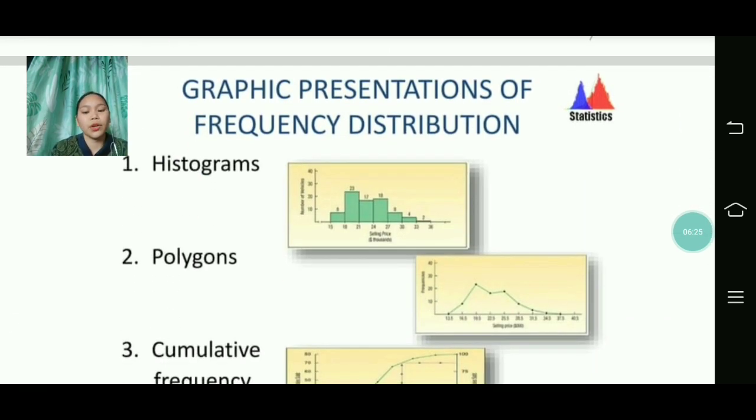Graphic presentation of frequency distribution. Frequency distribution can be visualized using histograms, polygons, and cumulative frequency graphs. This visualization facilitates data understanding.